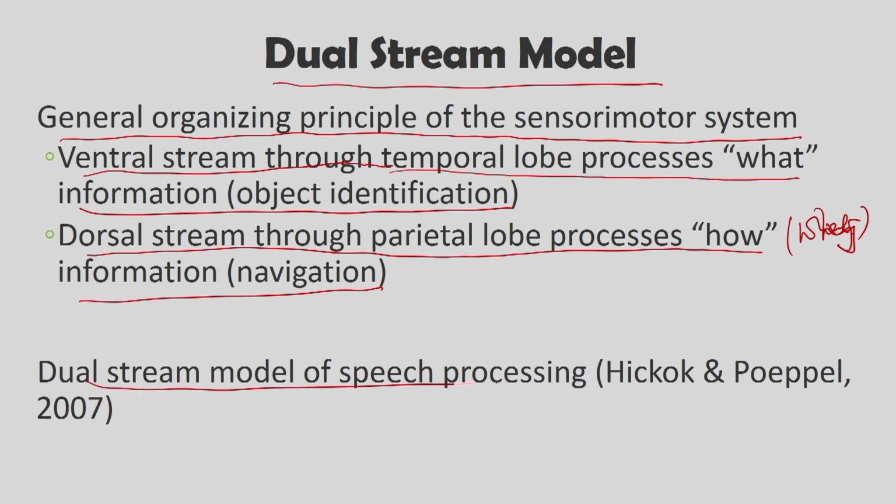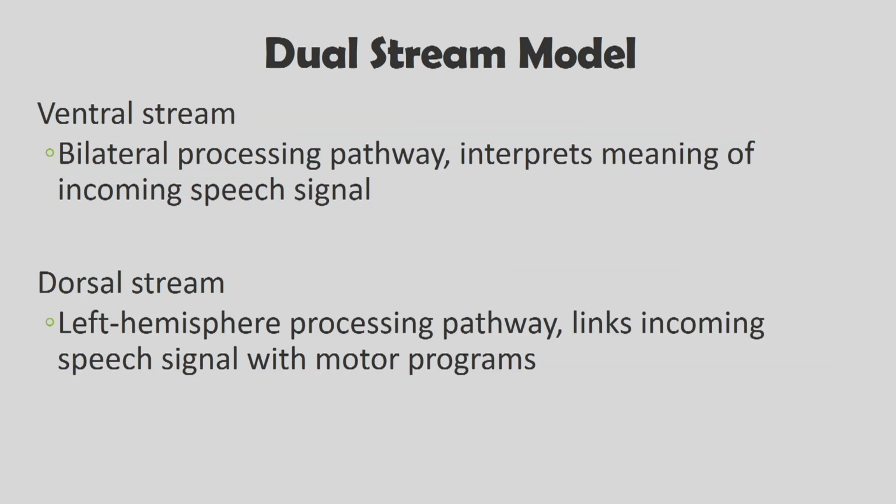Now, the dual stream model for speech production has been proposed by Hickok and Poeppel in 2007. According to Allen and his colleagues in 2001, the speech perceptual system is organized into the what system, which is the ventral stream, and the how system, which is the dorsal stream. So, the speech system has been divided into the ventral stream and the dorsal stream. The ventral stream is the what system, and the dorsal stream is the how system.